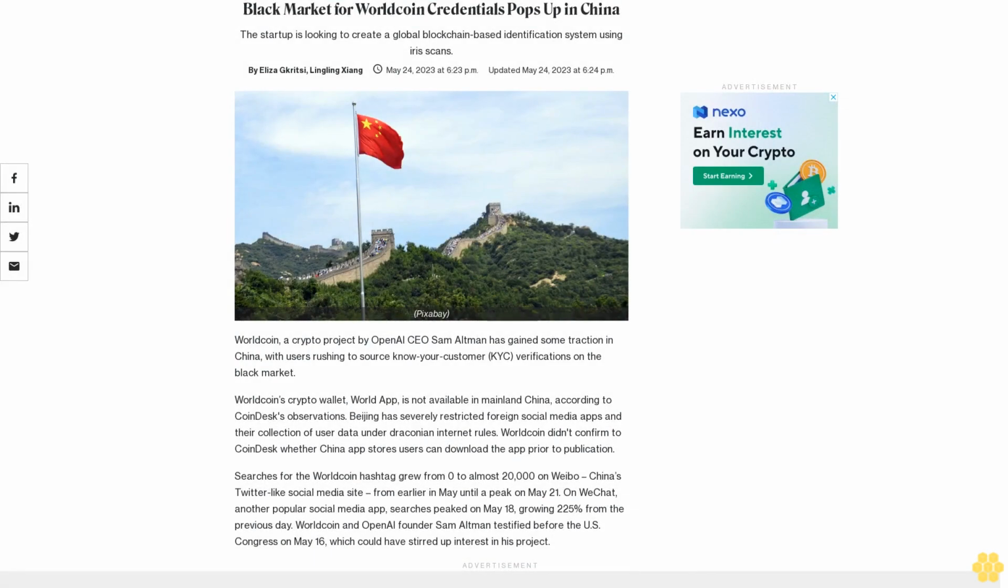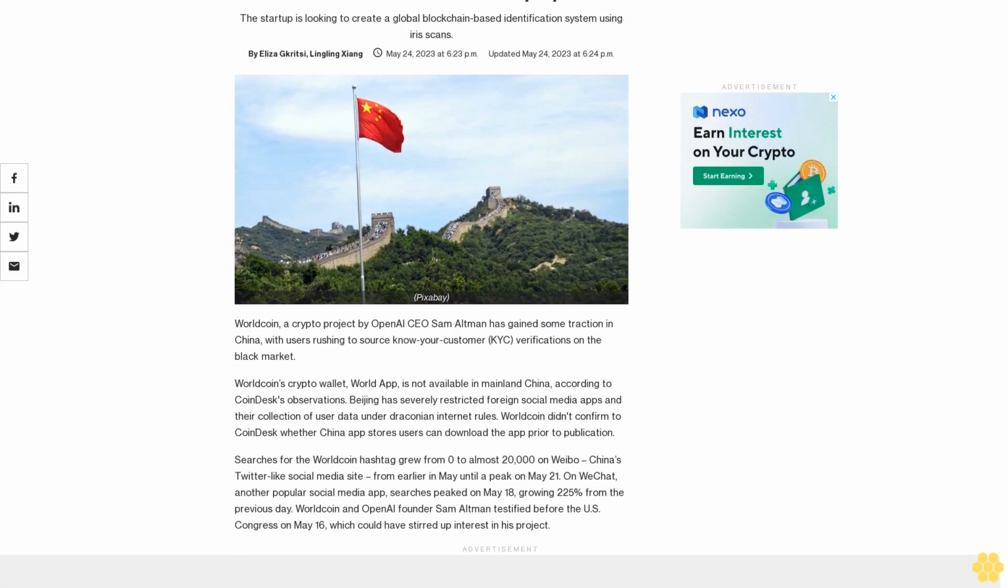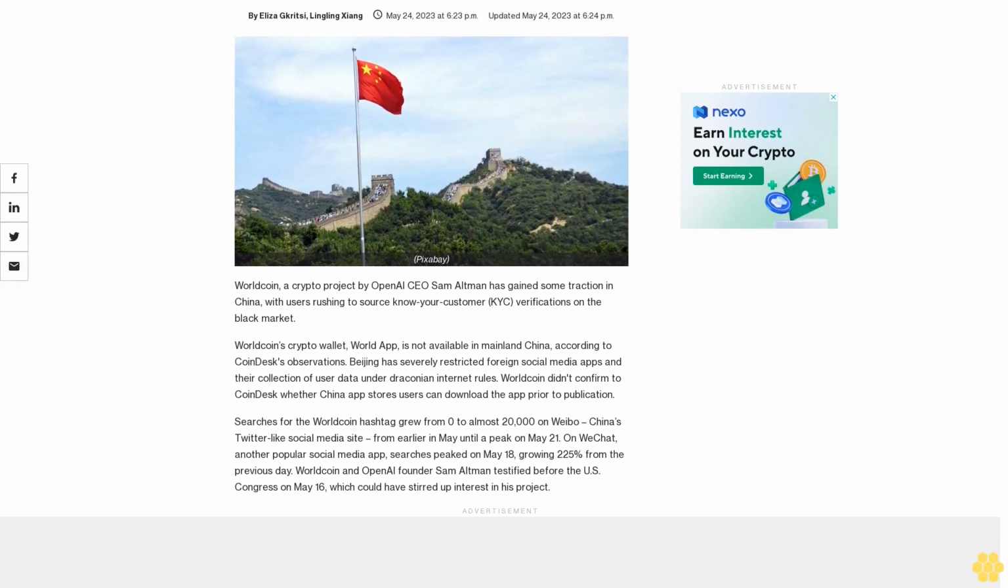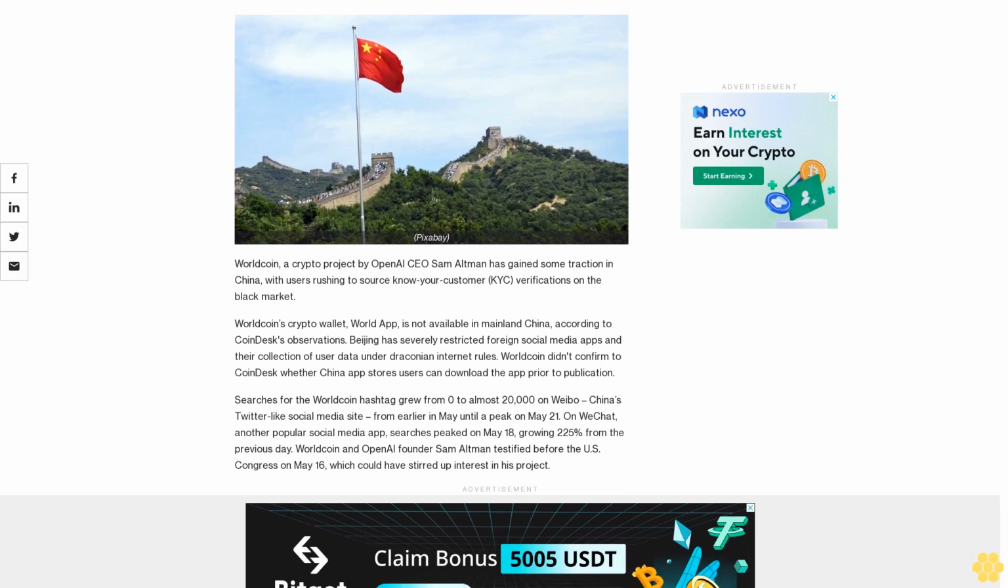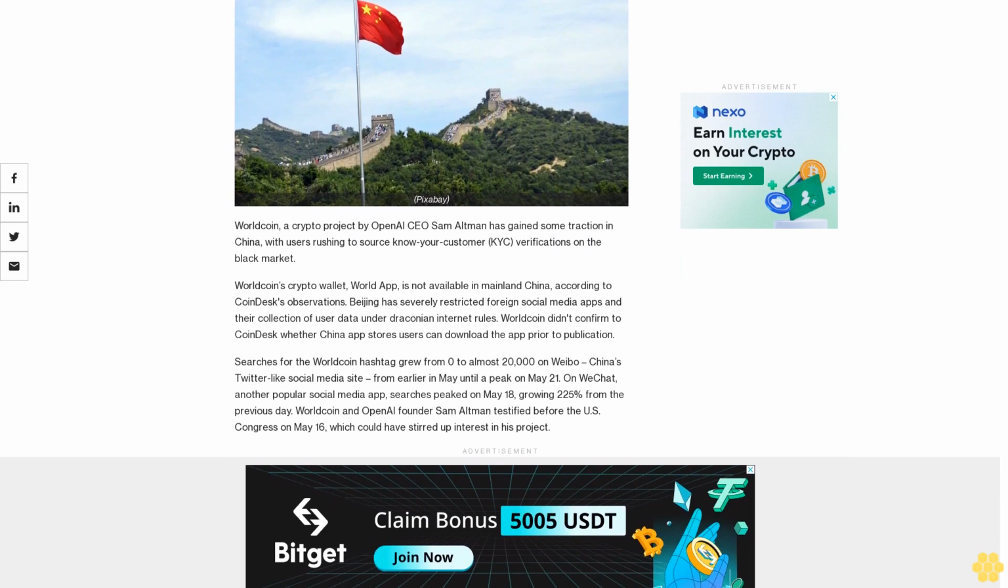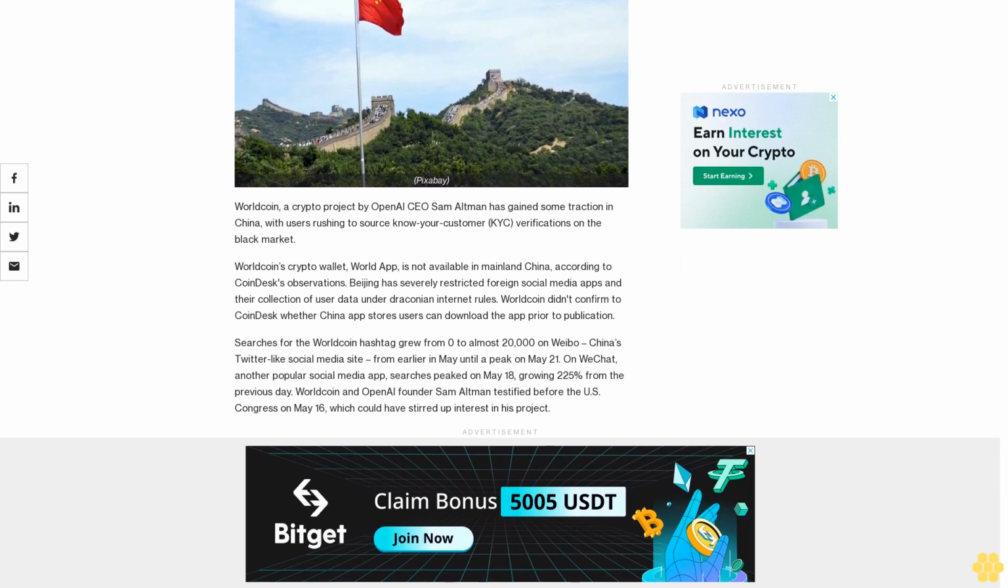Black market for WorldCoin credentials pops up in China. The startup is looking to create a global blockchain-based identification system using iris scans. WorldCoin, a crypto project by OpenAI CEO Sam Altman, has gained some traction in China, with users rushing to source Know Your Customer (KYC) verifications on the black market.